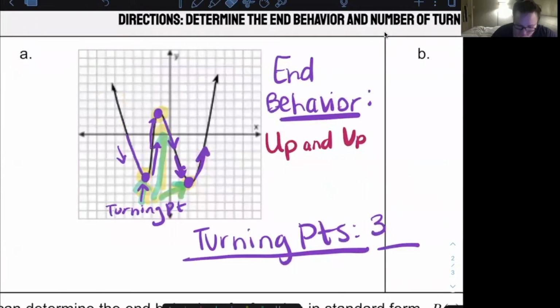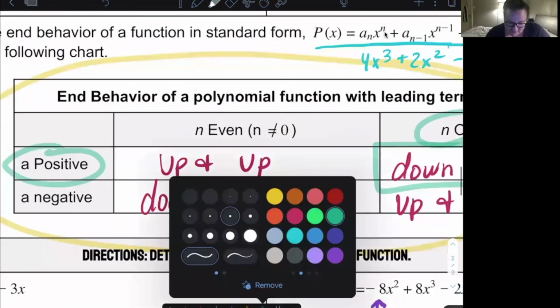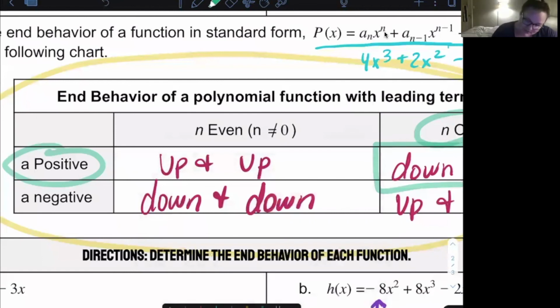But what I want to talk about is this graph. By looking at the graph, I know that this function has an end behavior of up and up. I don't know what the function is, f of x equals whatever the equation is. I wasn't given the equation, I was just given the graph. But because the graph of the function has the end behavior of up and up, that tells me that the leading term was positive and the degree was even.